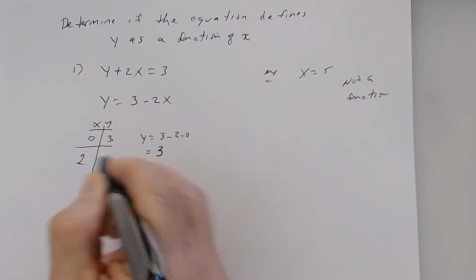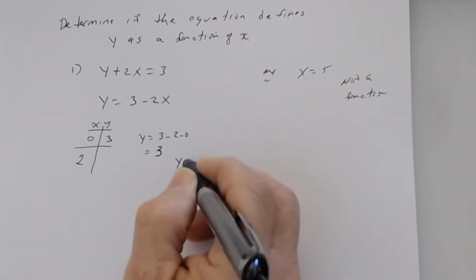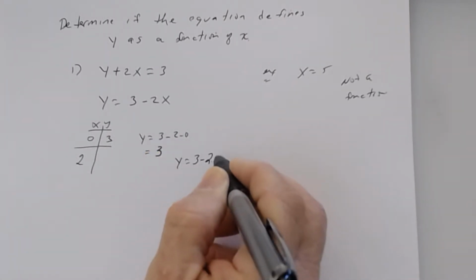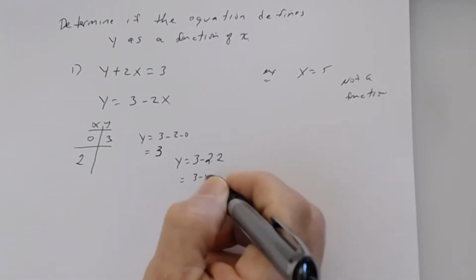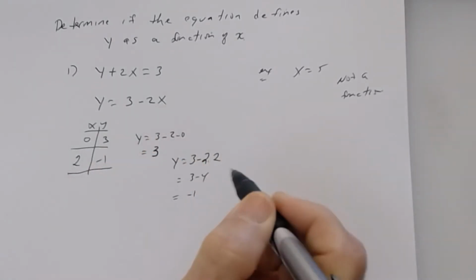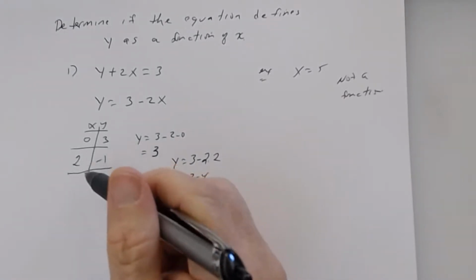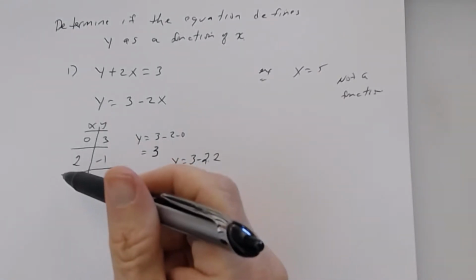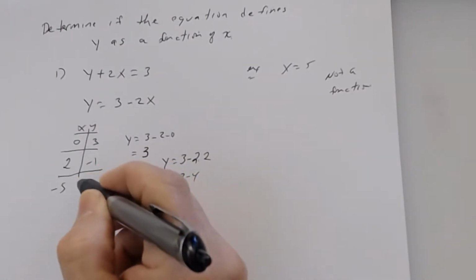If x is 2, let's say, what's the y value? Y equals 3 minus 2 times 2. So that's y equals 3 minus 4, which is what? Negative 1. So far, is this a function? Yeah. Now, always, if possible, check positive and negative numbers as well. So let's check negative 5, let's say.